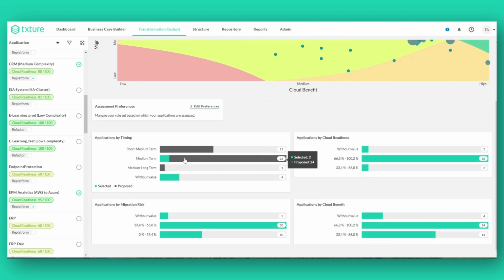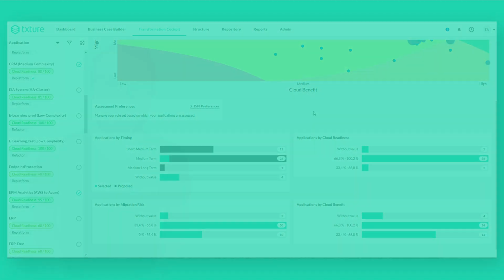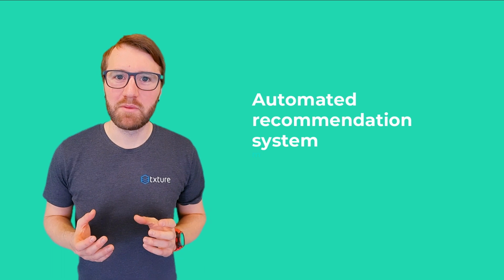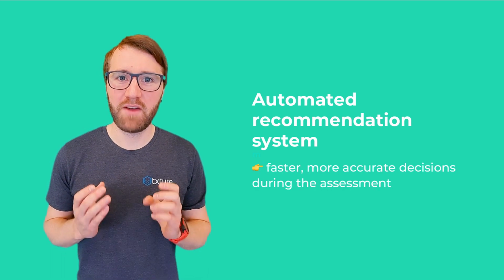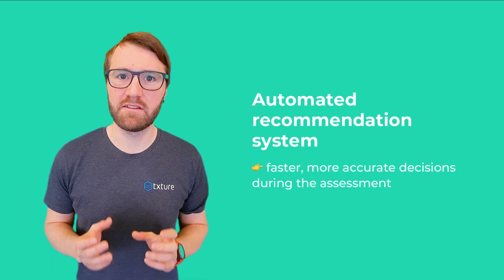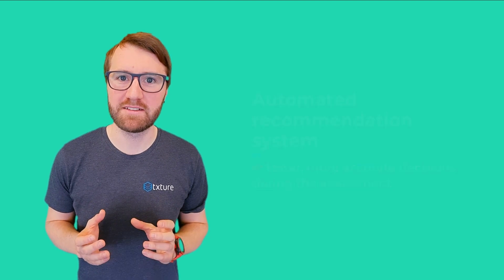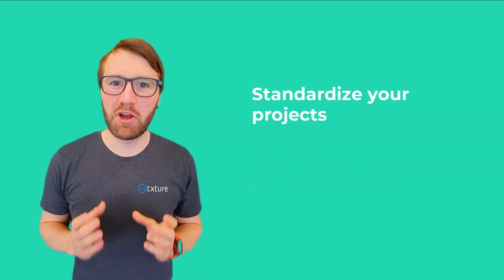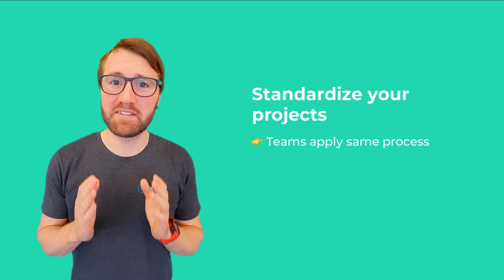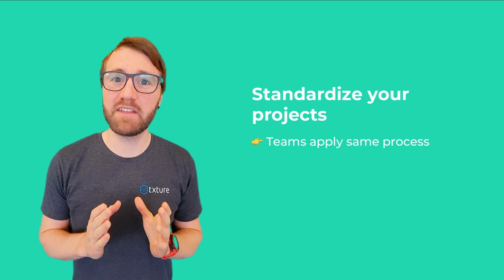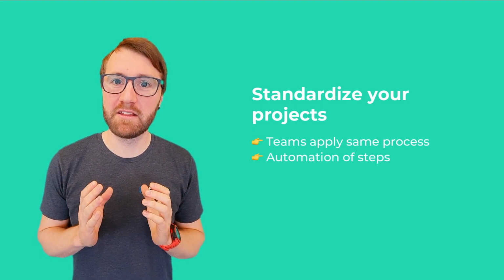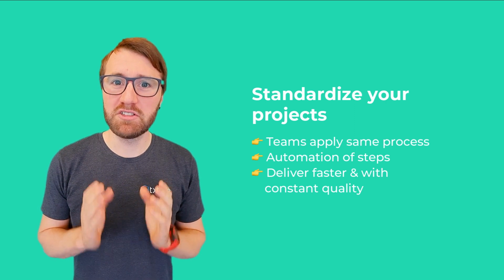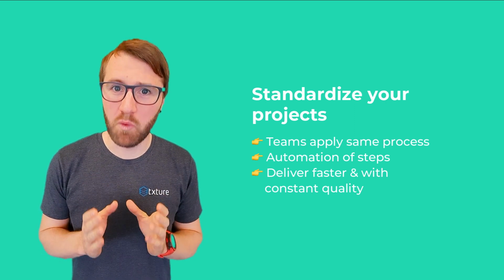For your team, this also means more transparency in decision-making, easier collaboration, and easier reporting. To sum it up, this automated recommendation system helps you to make faster and more accurate decisions during the application assessment phase. This is also a good way to standardize your projects. As your teams can work with the same process each time and a lot of steps get automated, your team can deliver faster and with constant output and delivery quality.